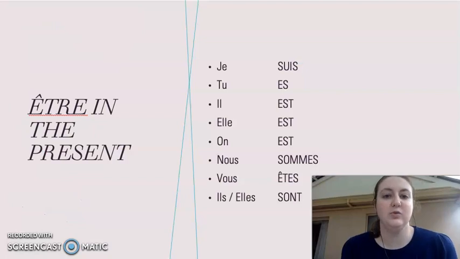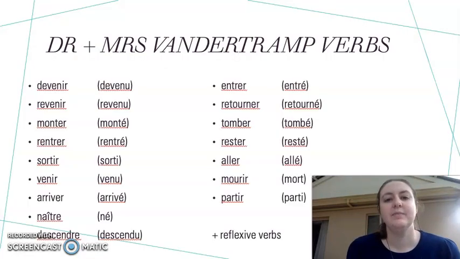So to help us with part one of our passé composé, let's just quickly revise how we conjugate être in the present tense. So we have je suis, tu es, il est, elle est, on est. Remember, on can mean we informally or one. Nous sommes, vous êtes, ils sont, elles sont. So we've figured out how to form our auxiliary, how to form part one of passé composé with être. Now we need to think about how to form part two.